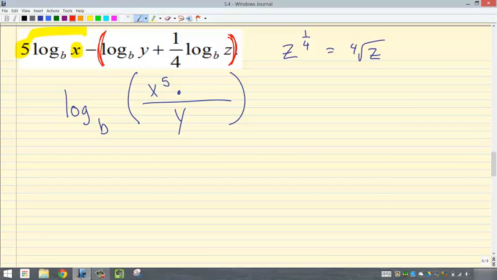Now the z would go on the bottom because you have to distribute this negative to both places. So be careful of parentheses. This means divide by the product of y and z. So in this case, the 4th root of z would go on the bottom.